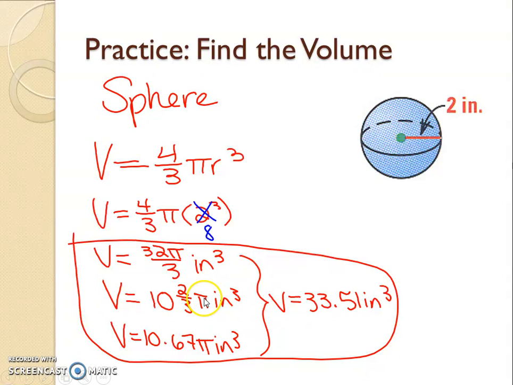So if you are asked to leave your answer in terms of pi, you just do the math part and just put the pi. But if you have to solve everything, then you just hit pi on your calculator, and that's the answer.